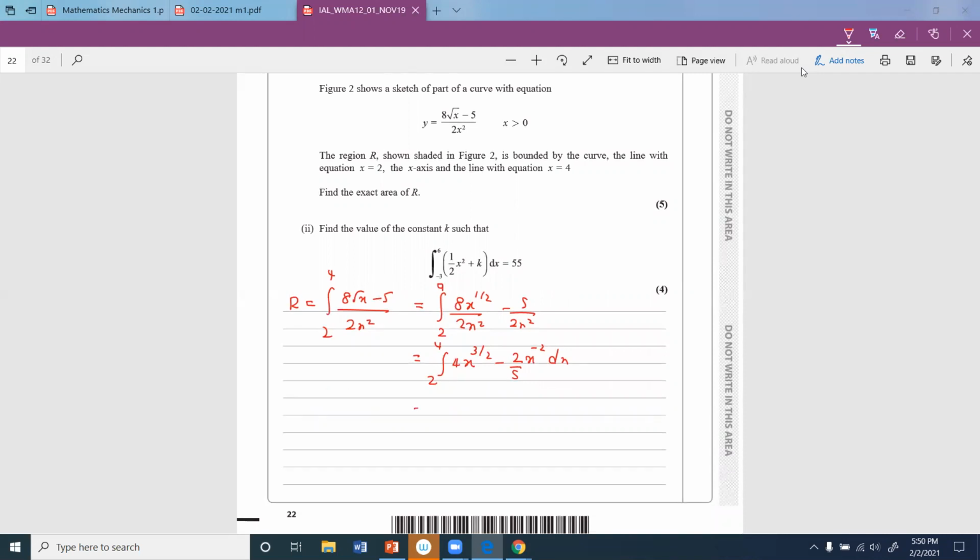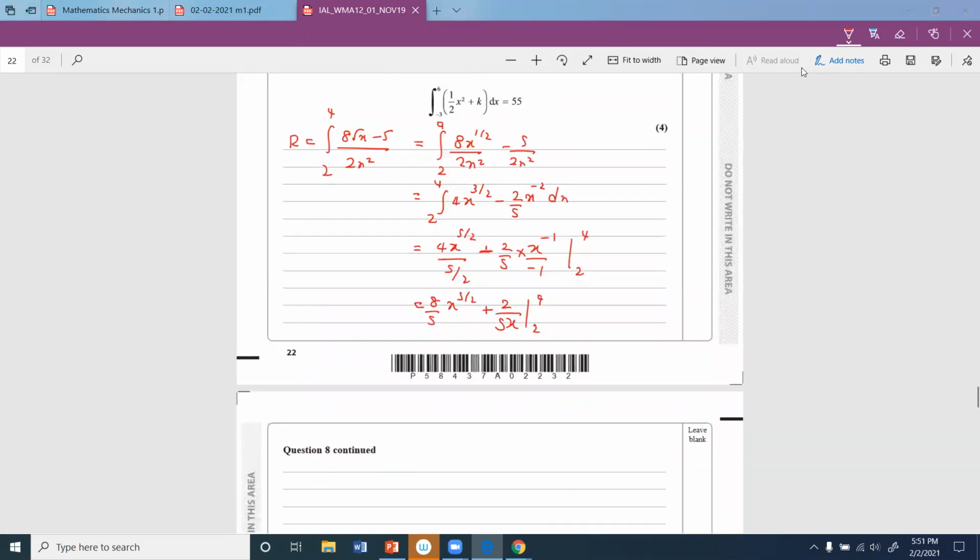Okay. Then you can write this as 4 x to the power 3 over 2 plus 1, which is 5 over 2, over 5 over 2, minus 2 over 5 times x to the power minus 2 plus 1, which is minus 1, over minus 1, from 2 to 4. If you simplify this, the 2 goes up: 8 over 5 x to the power 5 over 2, minus turned to plus, plus 2 over 5 x to the power minus 1. You can bring it down and write it like this. Then you can get the final answer.